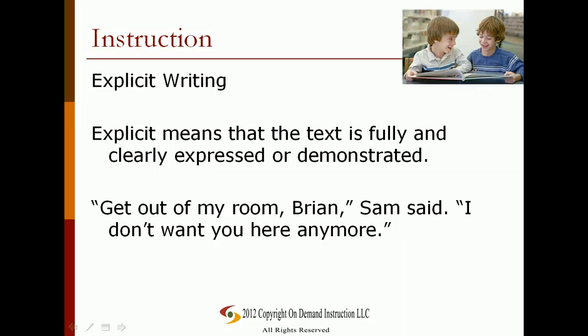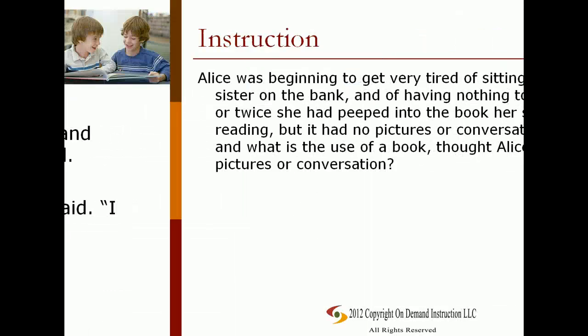How can you explain what the text says explicitly? Explicit means that the text is fully and clearly expressed or demonstrated. "Get out of my room, Brian," Sam said. "I don't want you here anymore." Sam is explicitly saying that he doesn't want Brian in his room anymore. It is clearly understood by Sam's words what he wants.